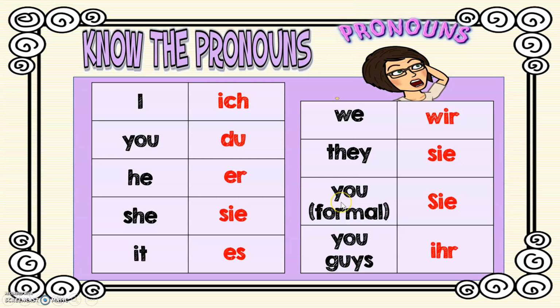Now, one weird thing you probably notice right off the bat is there are three sies. Sie, she, sie, they, and Sie, you formal. One way to tell the difference, is it she or is it they, is how the verb is conjugated. If you look at the conjugated verb, it will let you know if we're talking about sie, she, or sie, they. Sie, you formal, is always capitalized.